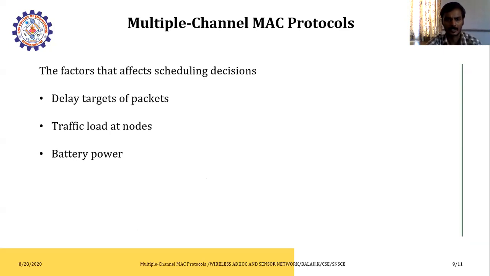When you come to the factors affecting the scheduling decision algorithm, there are three major things. One is the delay target of a packet. The second one is the traffic load at a node. The third one is battery power. If there is any delay in the target of a packet, the data will not be received in a timely manner, so data loss may happen, and the efficiency of the process will be low.